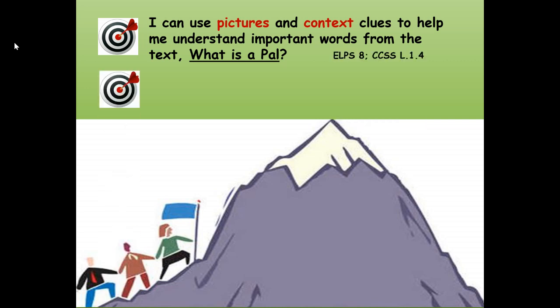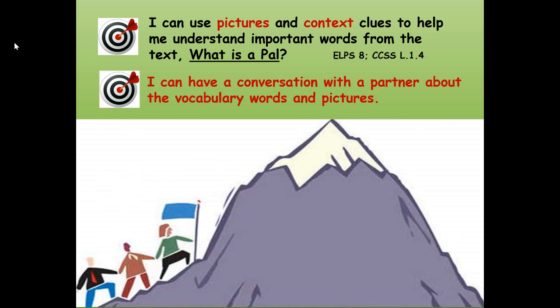And here's another learning target. I can have a conversation with a partner about the vocabulary words and pictures. So if you have a partner at home, you can talk to them about the pictures, or if you're my virtual partner, you're going to say your answers out loud given the sentence frames that I give you.